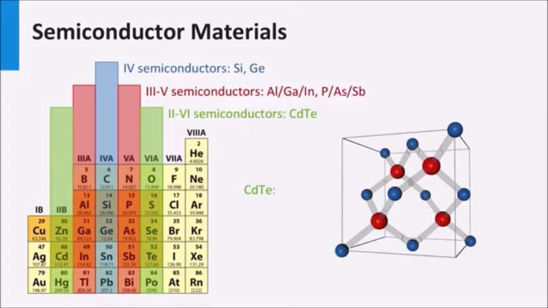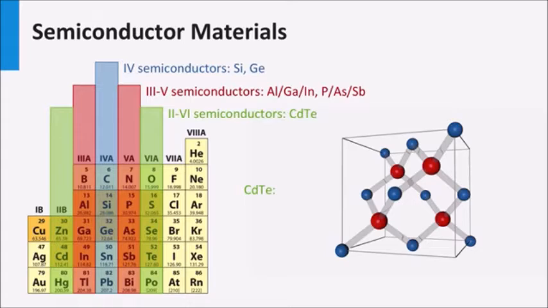Another group of semiconductor materials are the so-called 2-6 semiconductor materials, like cadmium telluride. 2-6 semiconductors consist of 2 elements. One element has 2 valence electrons, the other element has 6 valence electrons. These materials can form a diamond cubic crystalline lattice as well. In the crystalline lattice shown here, the cadmium atoms are the blue atoms and the tellurium atoms are the red atoms.